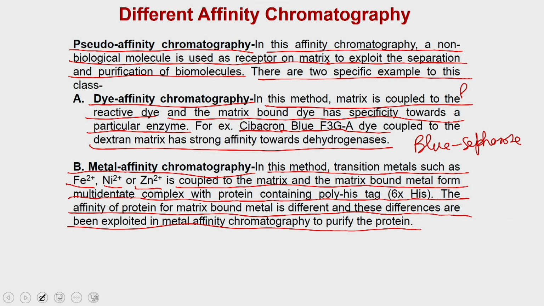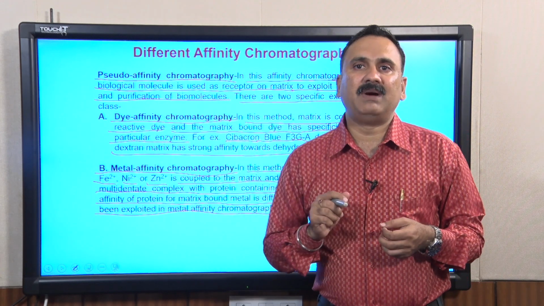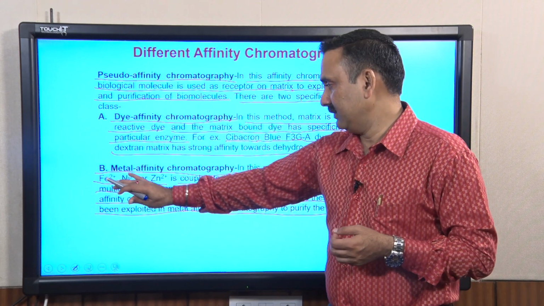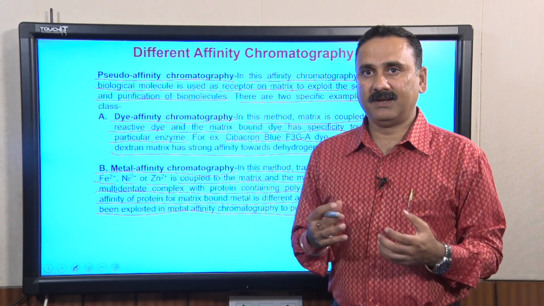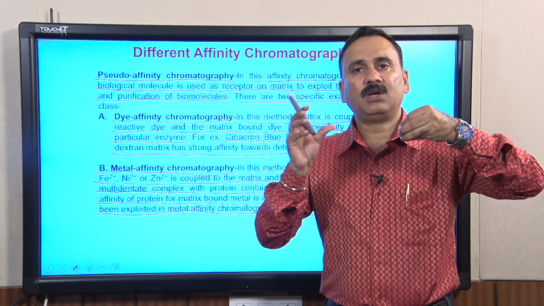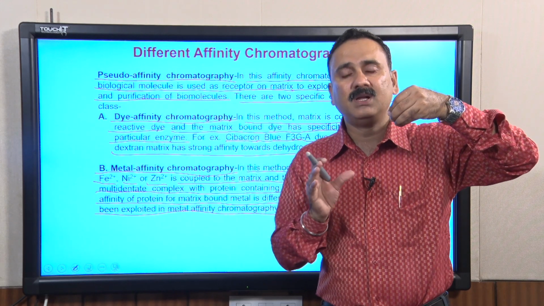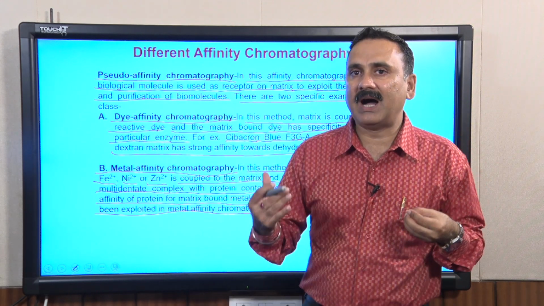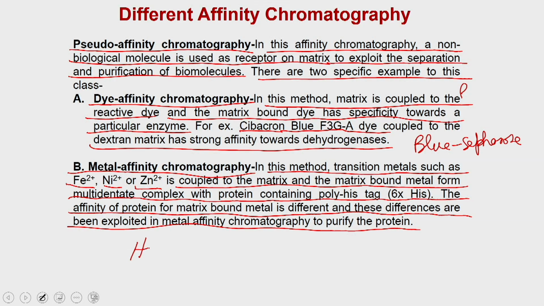In metal affinity chromatography, you have the matrix on which transition metals such as nickel or zinc are coordinately bound, and the nickel or zinc has two coordinate bonds which are empty, and these two coordinate bonds have a very high affinity for a stretch of peptide which contains a series of histidines.